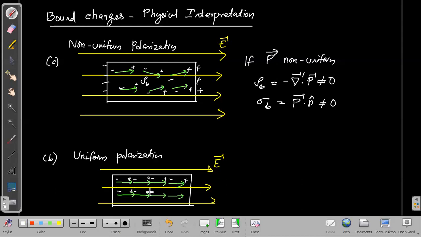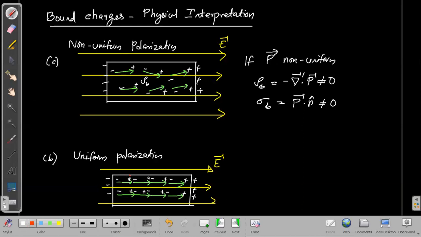So what would happen is in the interior, the charges would cancel. In the interior, there is no net accumulation of charges because the positive charge and negative charge are very close to each other, and there will not be any net charge inside the material. So the volume bound charge density would become zero. At the exterior, that is on the surface, you will get some charge distribution. So there will be some surface charge density.